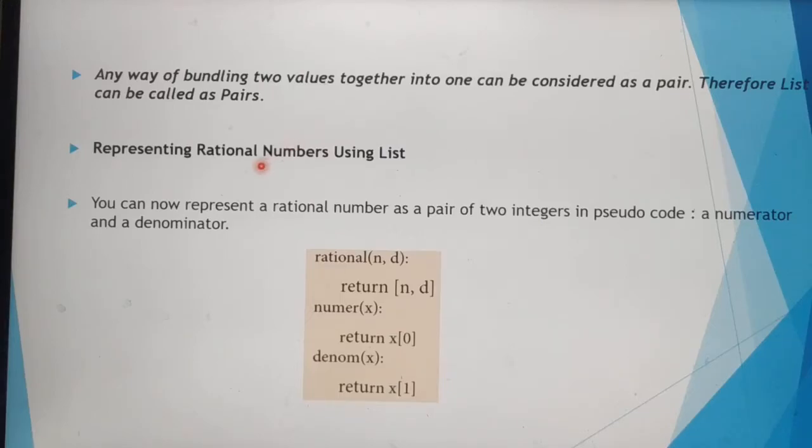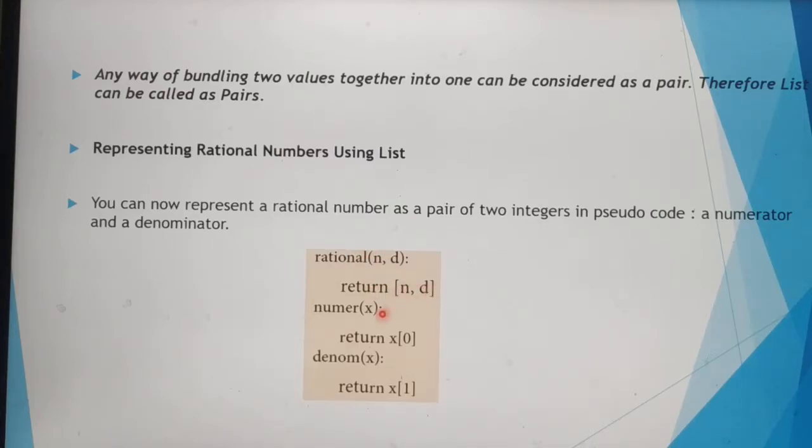Here is an example of how to represent rational numbers using a list. We know each rational number has two values: one is the numerator and the second one is the denominator. So in our list also we are going to take two values, one for the numerator and the second one for the denominator. In this pseudocode we need two integers, the numerator and denominator. Here we have an abstract function rational of n comma d. It is going to return n as the numerator and d as the denominator.